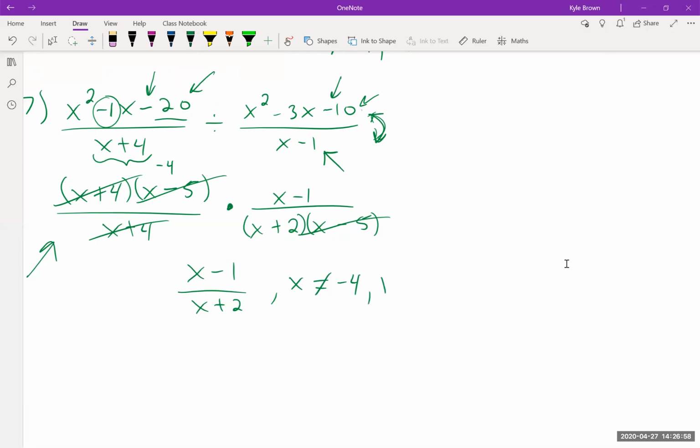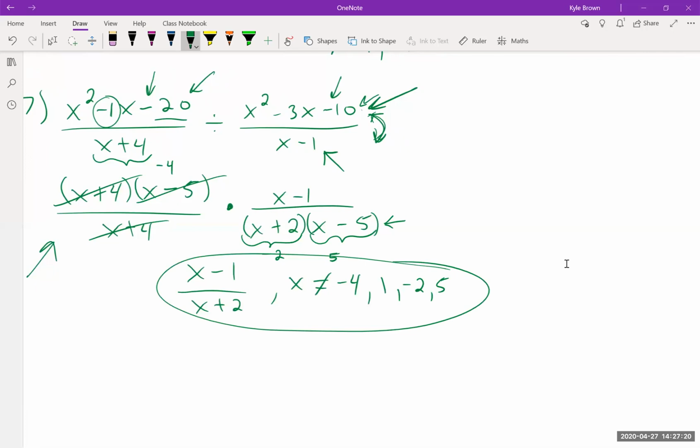But then here's where it changed, because normally I wouldn't even care what was on the top at the beginning, but that got flipped. So now it's on the bottom here, so now I do have to take this into account. It's not allowed to equal -2 because of that one. And it's not allowed to equal 5 because of that one. So there you go. There'd be your non-permissible values for that one. Okay.